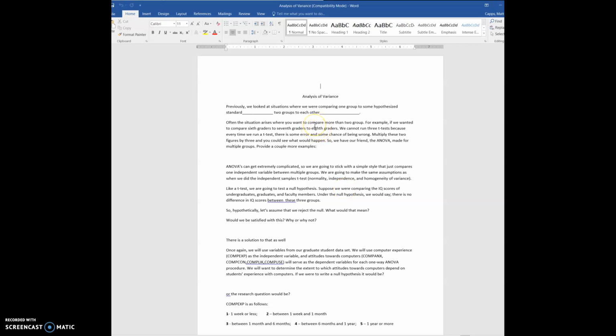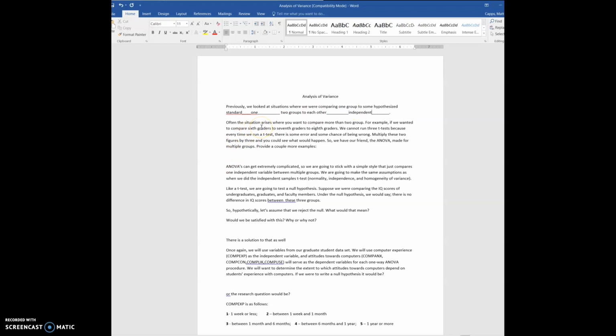Okay, so the next one is analysis of variance. And really, that's what we call ANOVA, the short version, the acronym that we use for it. So before, what we looked at was situations where we compared one group to some hypothesized standard, which was a one sample, and two groups to each other, which is an independent.